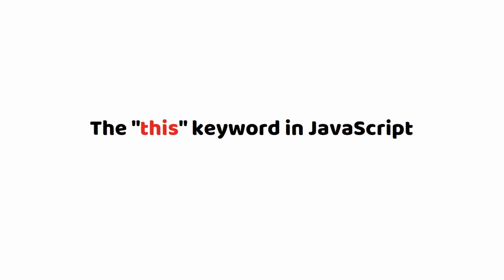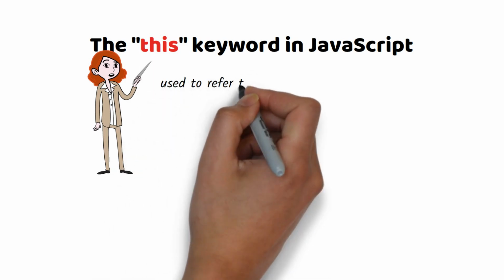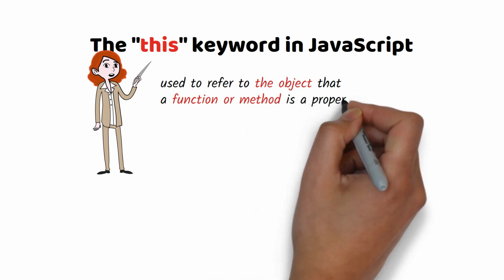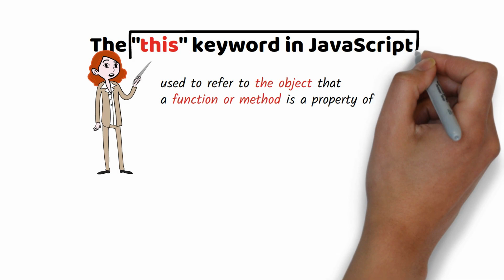In this video, we will discuss the purpose of the this keyword in JavaScript. Okay, so simply we can say this keyword is used to refer to the object that a function or method is a property of. It can be a bit confusing concept, but understanding it is very important.